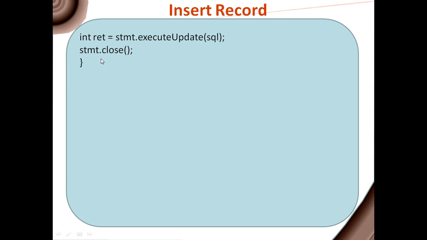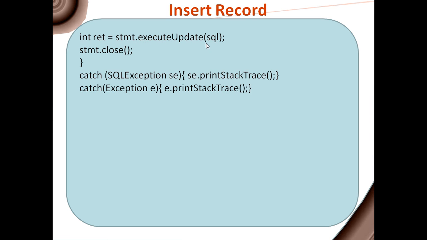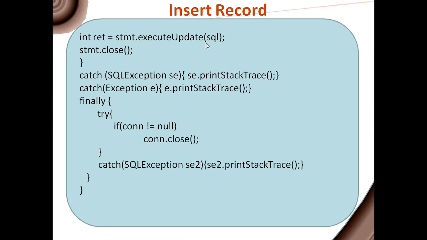Then we will close. Here there is no result set as in reading, because reading only gives the result set. Here the return value of executeUpdate is the value we use. Then we can have the catch for SQLException, and then the normal Exception, and in the finally block we close the connection if the connection object is not null. This is all the same as the way we did it in read.